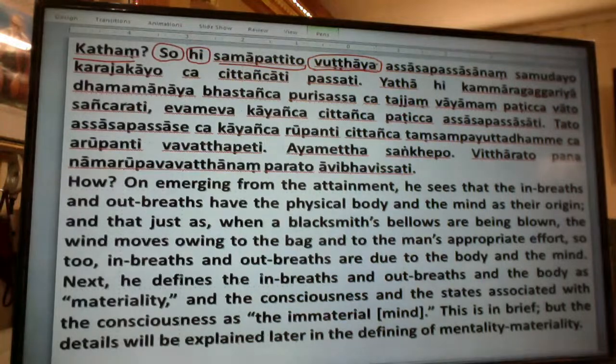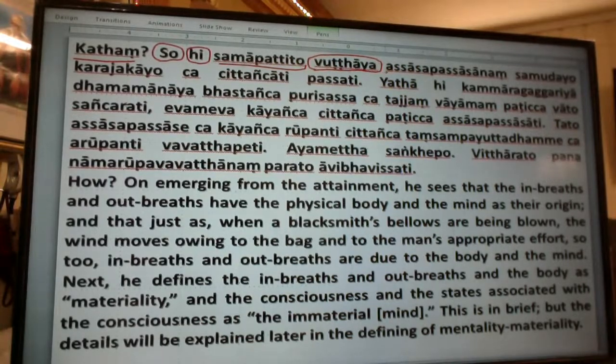That's why the Pali here mentions samapattito utthaya. That meaning mentions the process of changing from samatha into vipassana meditation. So you have to understand like this, okay? So samapattito utthaya: samapattito, from the attainment; utthaya, emerging or changing into something different.